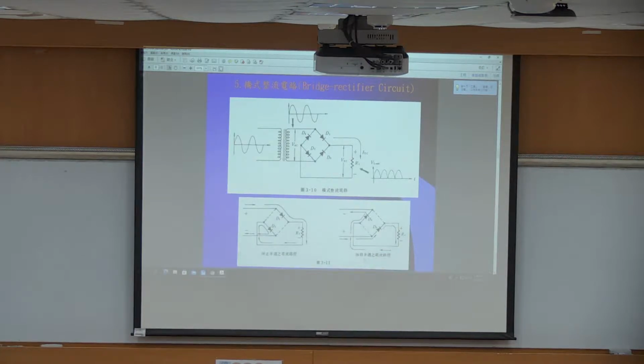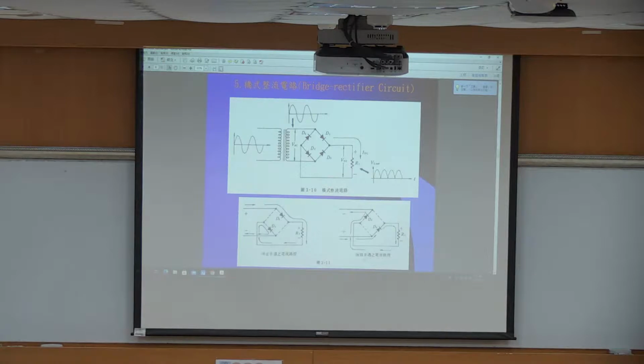And the third one is the bridge rectifier circuits. In the bridge rectifier circuits, we have to use four different diodes. And as we already learned in the electronic class, the effect of these rectifying circuits is similar to the full wave rectifier that we introduced on the previous pages.